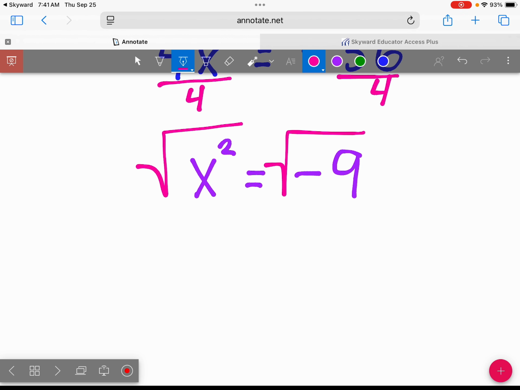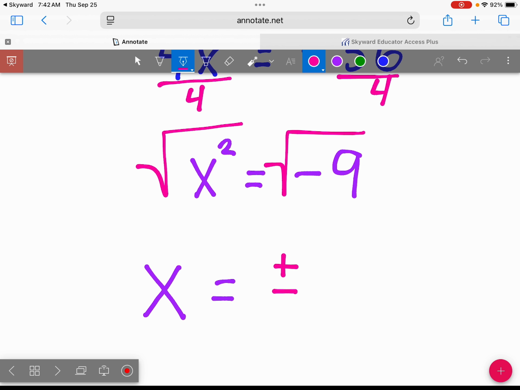Whenever we are choosing to square root both sides, we need to remember to put a plus or minus. Because I don't know if this number, when it was squared, was a negative number that got squared, which is still positive, or a positive number that got squared, which will give us an answer. So we got to include a plus or minus anytime we choose to square root both sides.